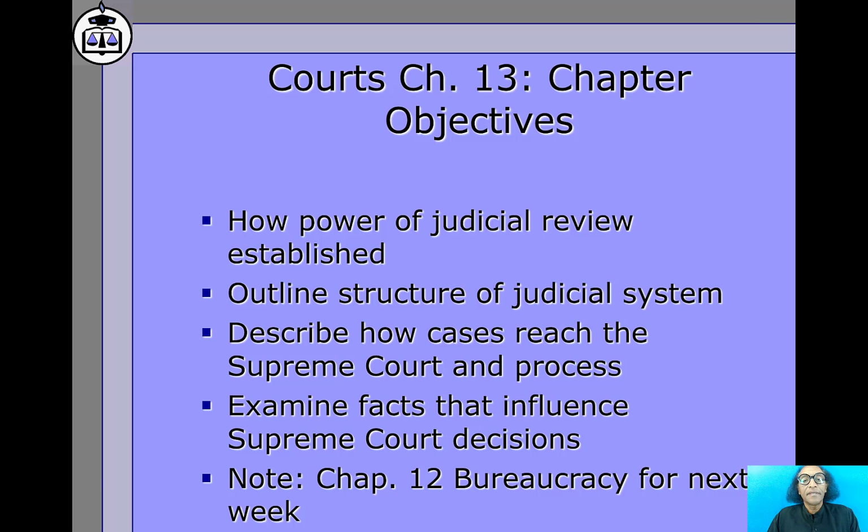And this week, today, we will be covering the federal courts. That's chapter 13. First, I want to review the objectives set forth in that chapter by the authors of the textbook. They have 4 objectives. They aim to explain to you the power of judicial review, namely the power of courts to decide whether an act of the legislature or the president is constitutional or not constitutional.